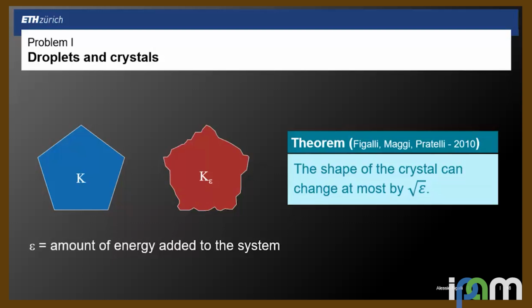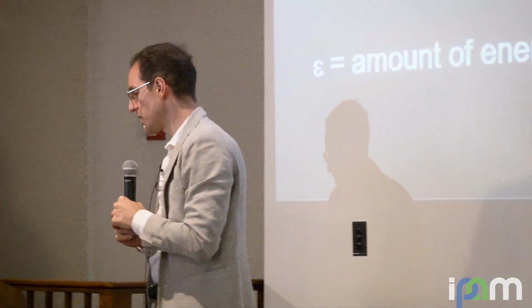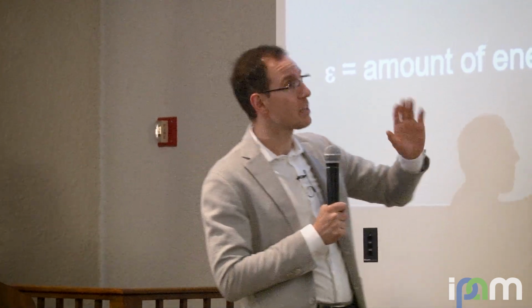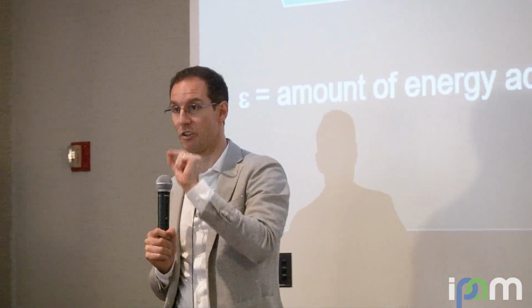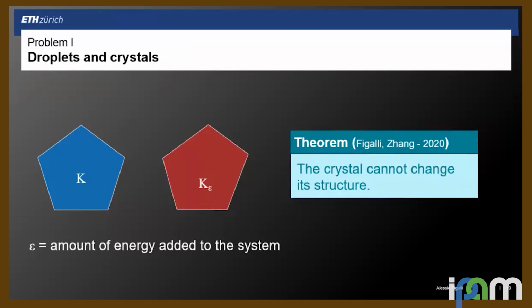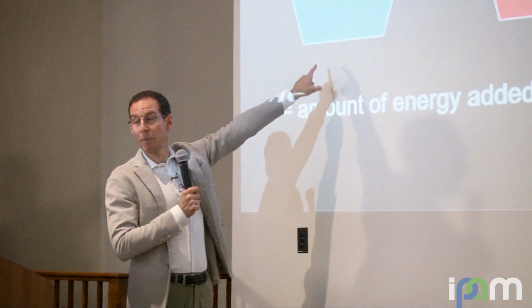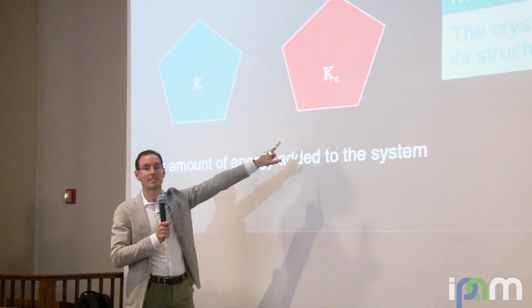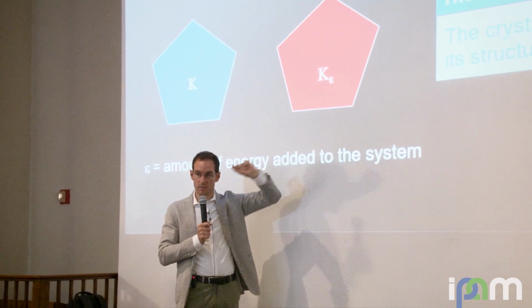And actually, together with Maggi, a couple of years later, we could prove that this doesn't happen, but only in 2D. And it was only 10 years later that with Yi Zhang, we proved that in every dimension, the crystalline structure never changes for small epsilon. What do I mean by that? I'm drawing for you a 2D picture, but there is an analog in every dimension. So if your ideal crystal was a pentagon, and you give a little energy to the system, the new crystal will still be a pentagon. You cannot destroy it for small energy.